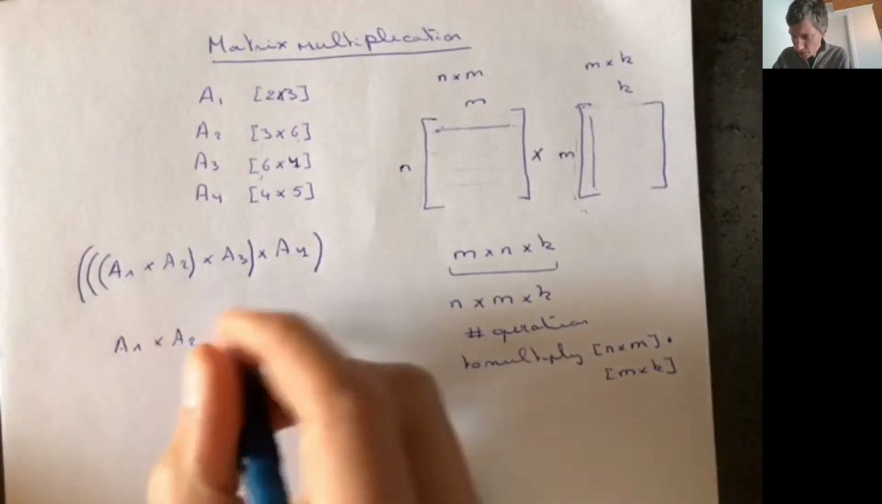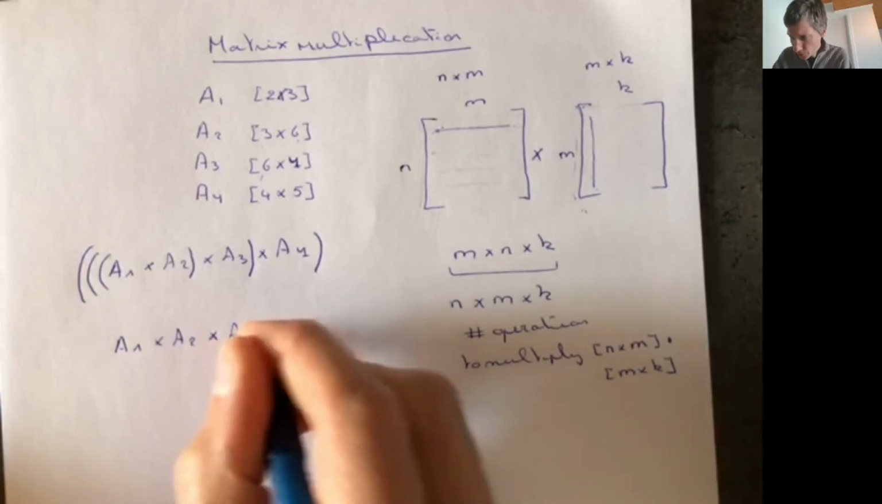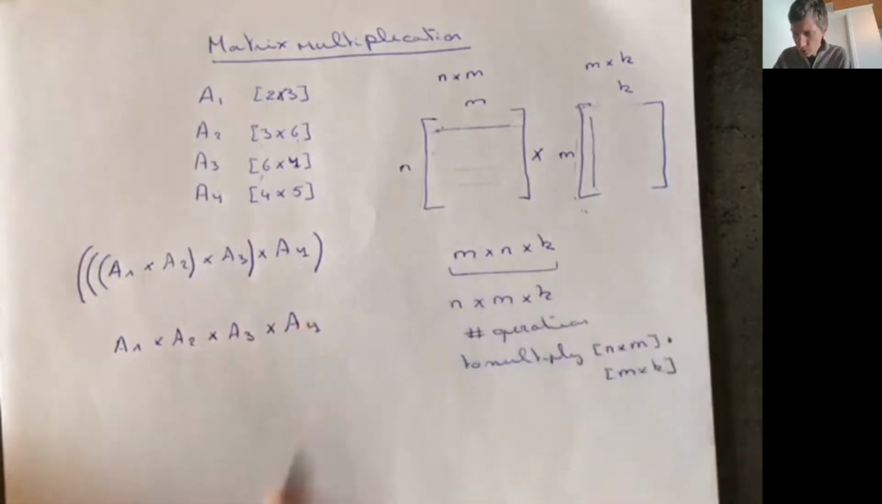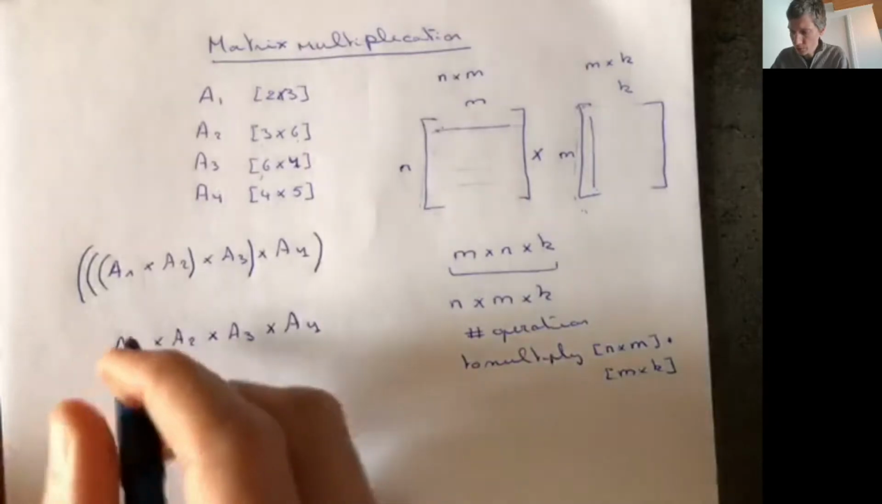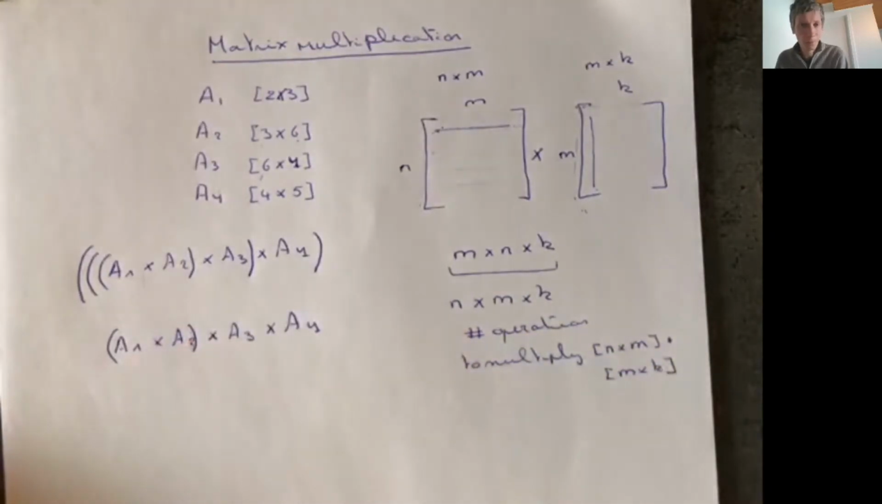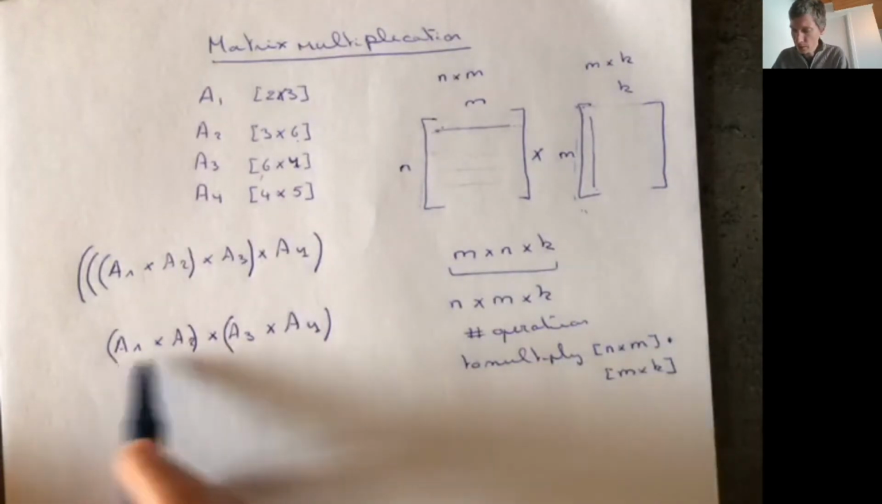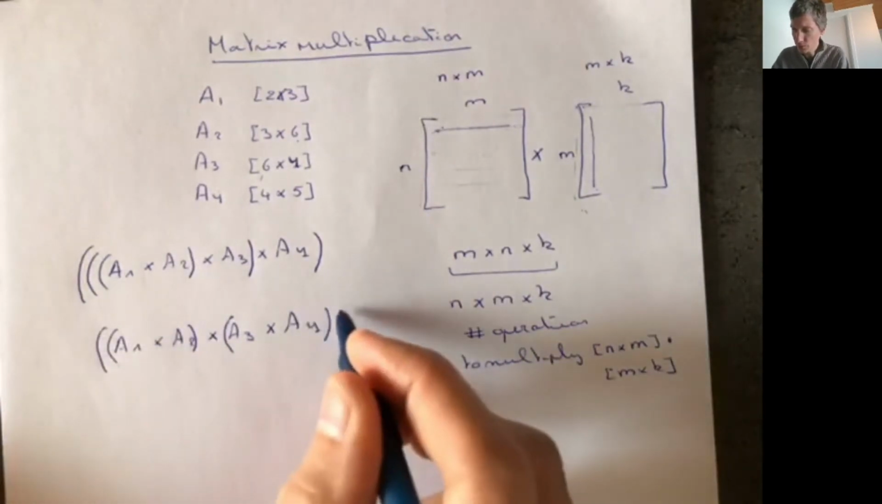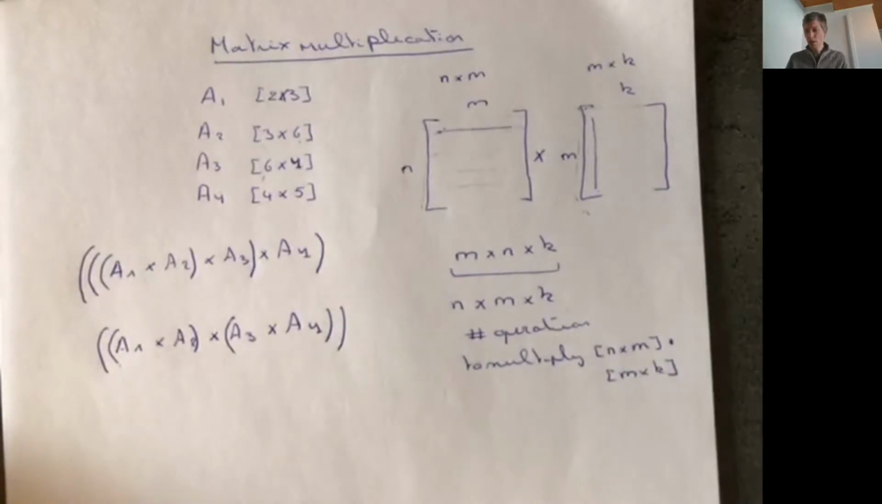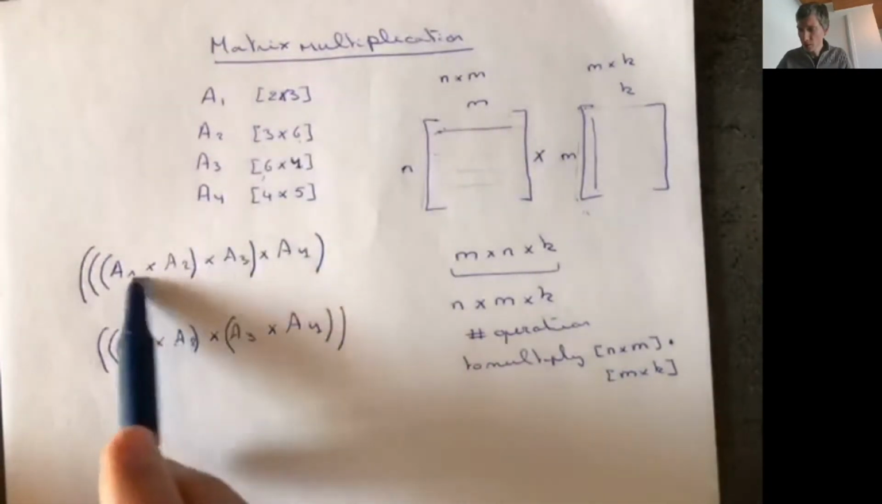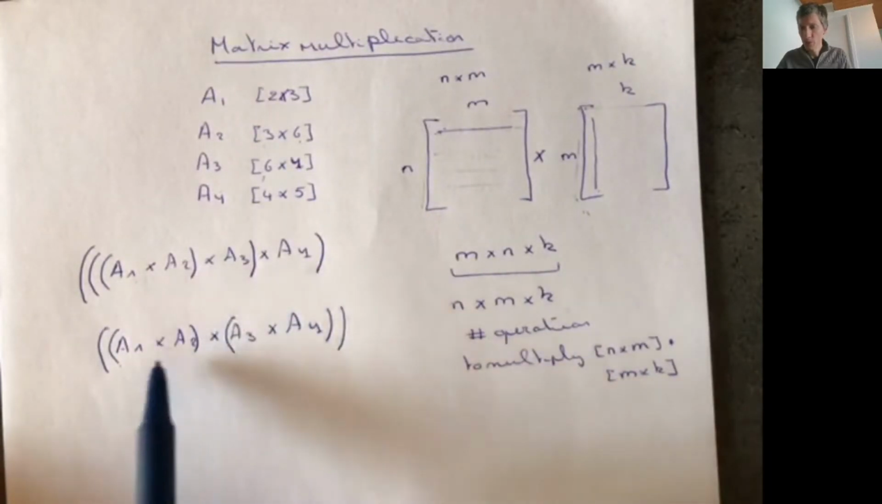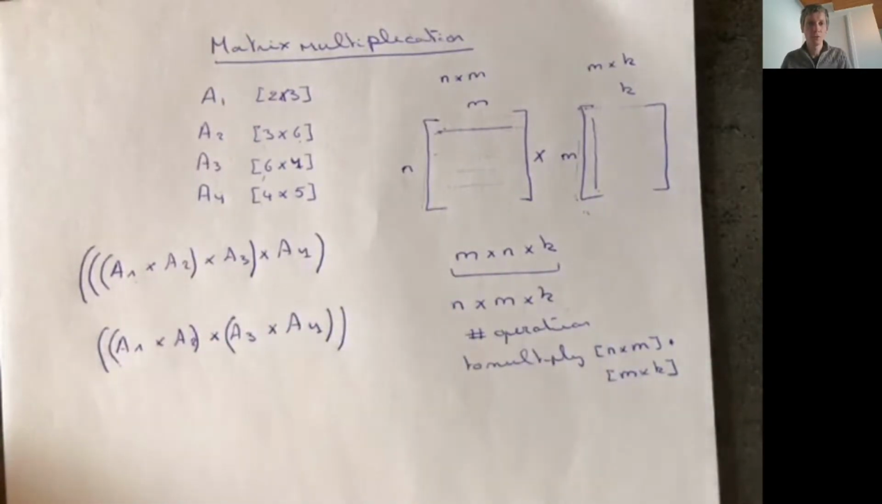Of course, by associativity of the matrix multiplication, one thing that you can, for example, do is first multiply A1 and A2 together, then multiply A3 and A4 together, and then finally multiply the resulting 2 matrices together. In general, because these are of different dimensions, the number of operations that you have to do here will not be the same as the number of operations that you need to do here.